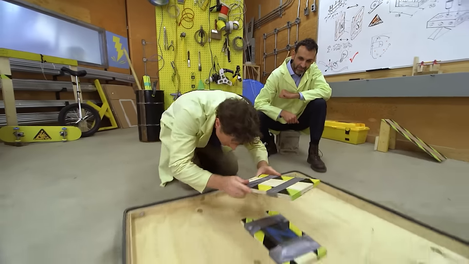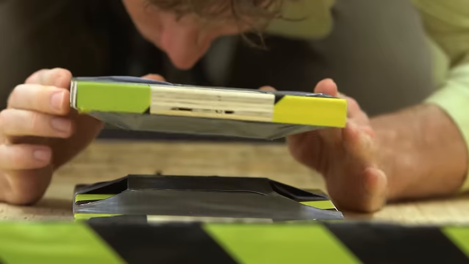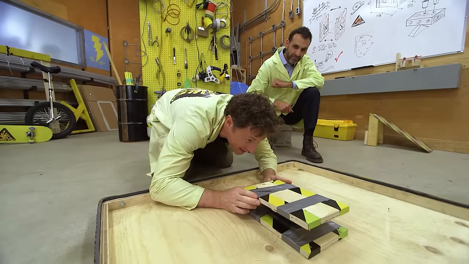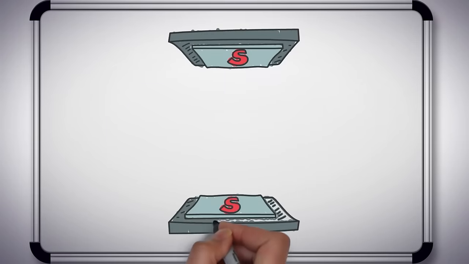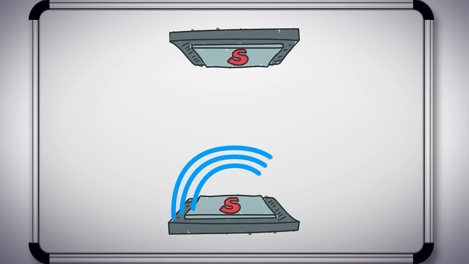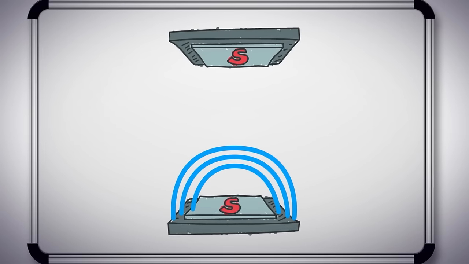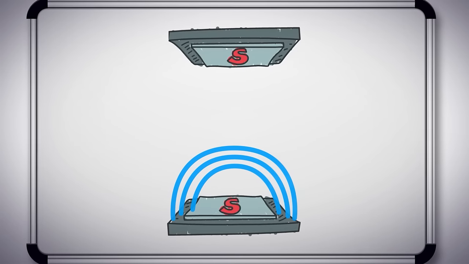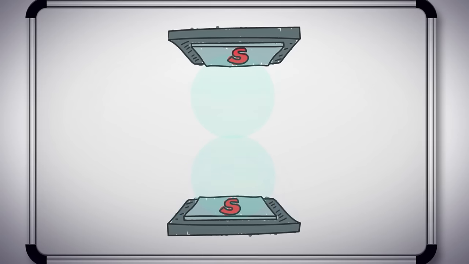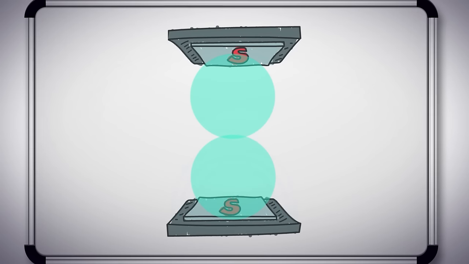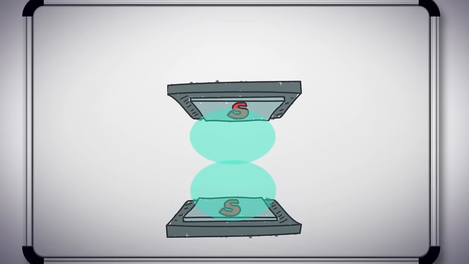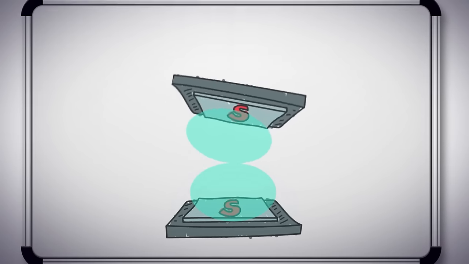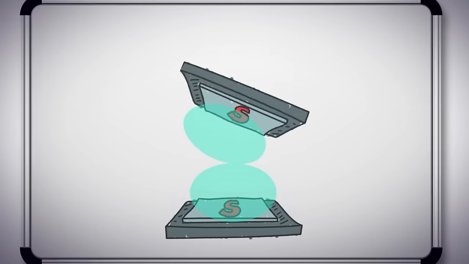Turns out, trying to balance two repelling magnets on top of each other is pretty much impossible. Here's why. This is a magnet, and here is the magnetic field. It's often drawn with lines like this, but actually the magnetic field radiates out in all directions. Really, think of the magnetic field kind of like a ball. When you try to balance another magnet on top of the first magnet, it's about as hard as balancing one ball on top of another ball.